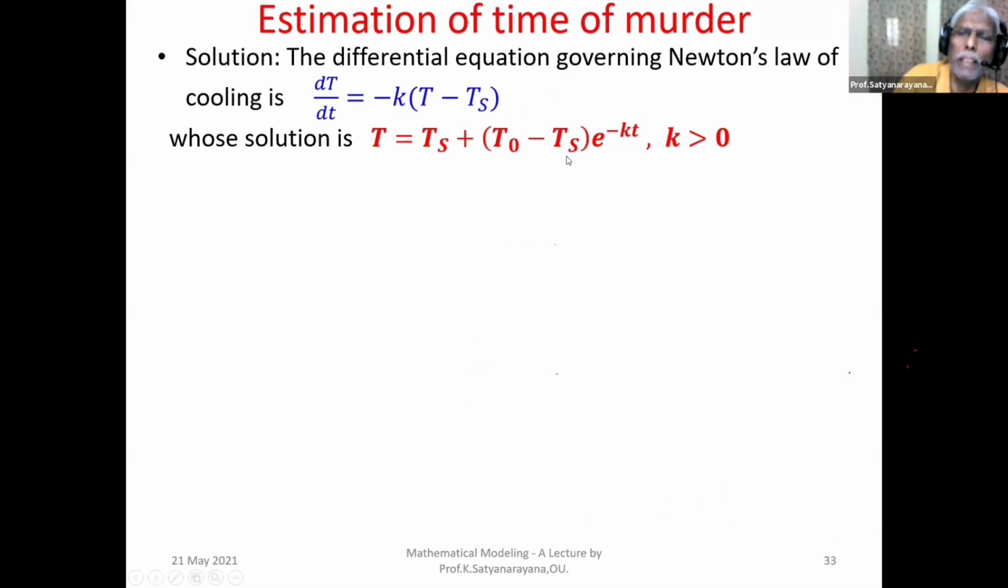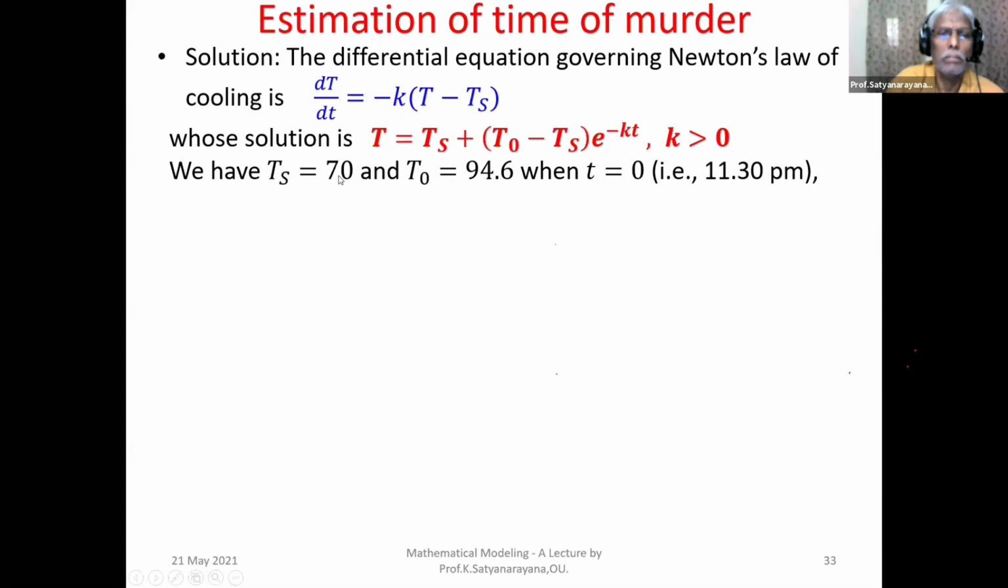We have Ts is 70. The surrounding medium is 70 degrees. Initial T0 is 94.6 degrees Fahrenheit. When t is equal to 0, that is at 11:30 p.m. 11:30 p.m. is taken as the base time, that is t = 0.